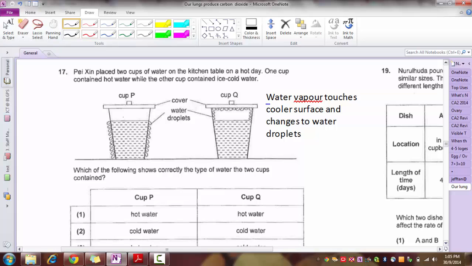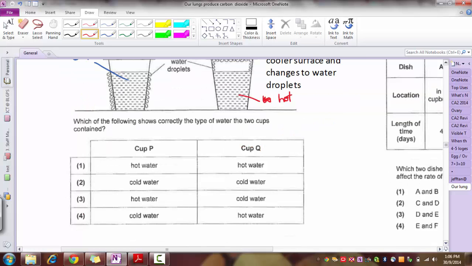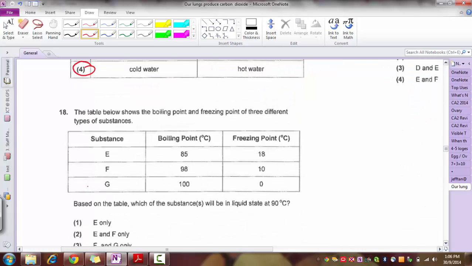Okay, so if the water droplets are all on the outside here, that means that this part is cooler. So if this part here is cooler, so what does this make? This, let me use blue, this will be cold. Okay, cold. Now here all my water droplets are on the inside, so that means that the outside here is cooler and the inside is warmer. That happens because this is hot water. Okay, so this is cold, that is hot. So my answer is 4. Cool.